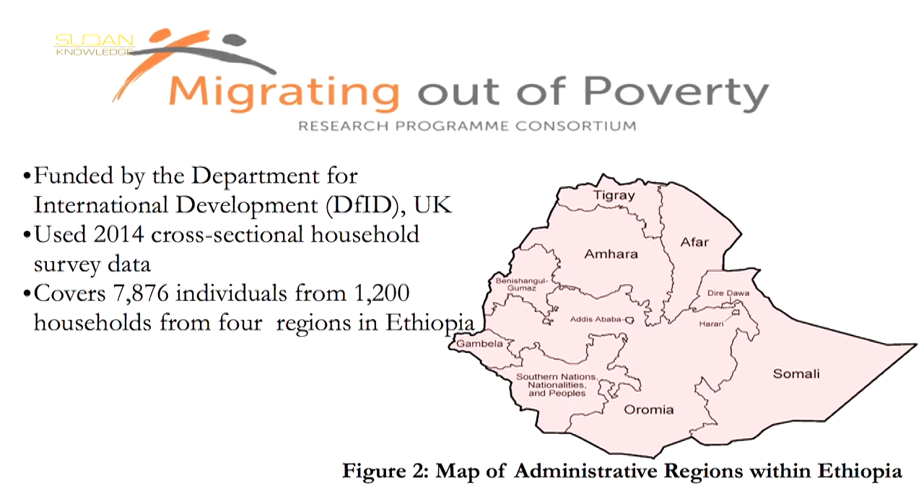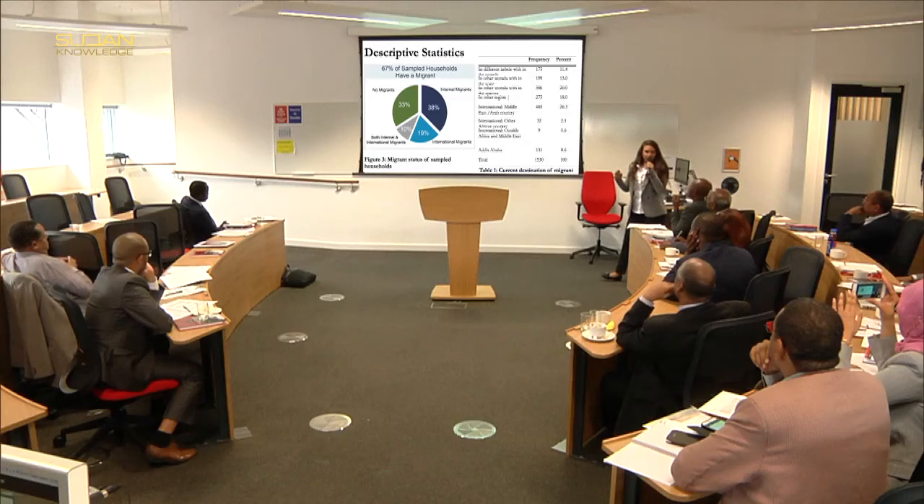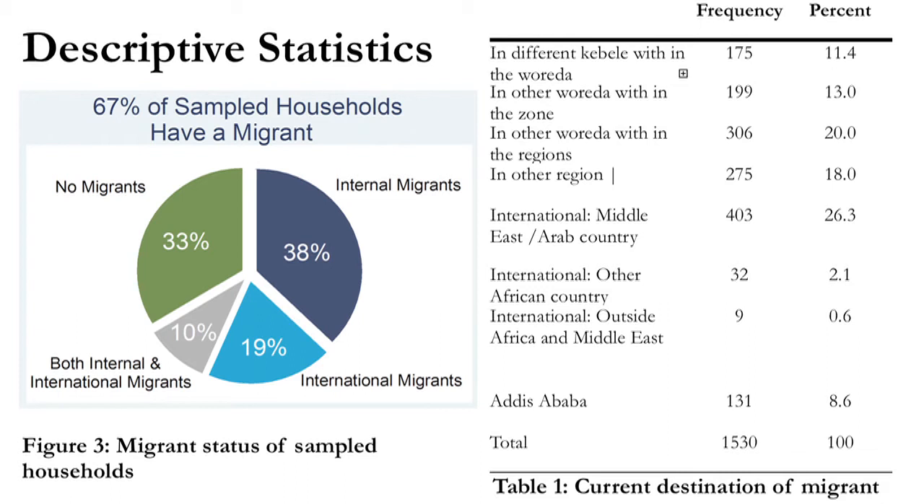And I'm just going to present you with a bit of descriptive stats to give you an idea of what the data looks like. 77% of the households that were surveyed had a migrant, and 56% of those households had more than 1 migrant. So this is just to give you an idea of the scale of migration in those households.